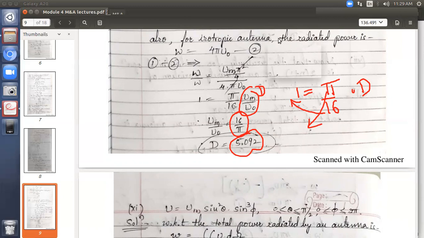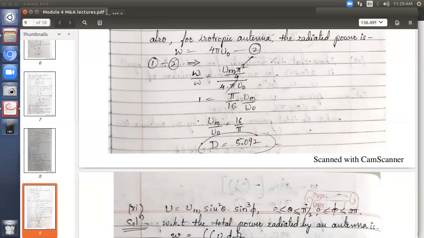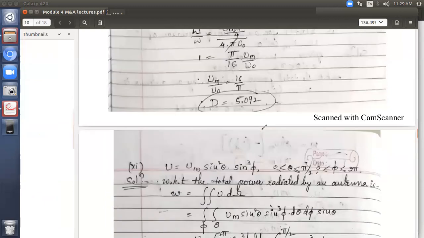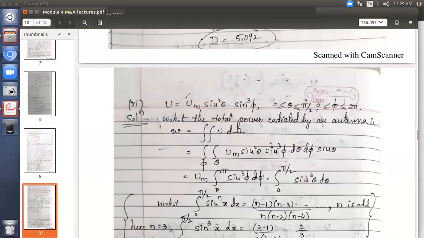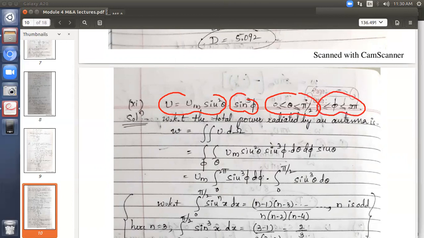This is the question paper problem. You will get the directivity like this. There is one more question paper problem. You can see it here. U equals sine square theta into sine cube phi. Both theta and phi terms are there, and the ranges are given: 0 to pi by 2, and 0 to 2 pi. They have mentioned both the ranges very specifically.